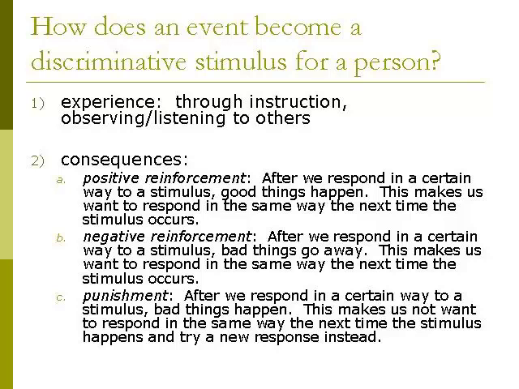We're going to talk more about reinforcement on week 7, but for now, in a nutshell, positive reinforcement is when we respond in a certain way to a stimulus, good things happen. And this makes us want to respond in the same way the next time the stimulus occurs. So let's think about the name example. Johnny might have learned either directly from the teacher or by watching a student who is more experienced than he that he needed to write his name on the line when he saw name line.